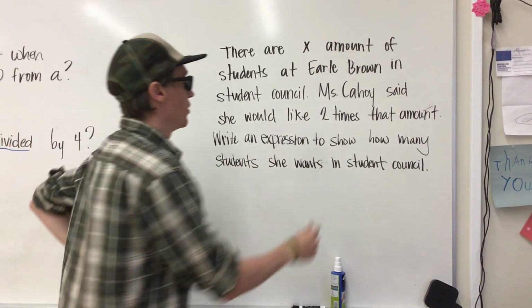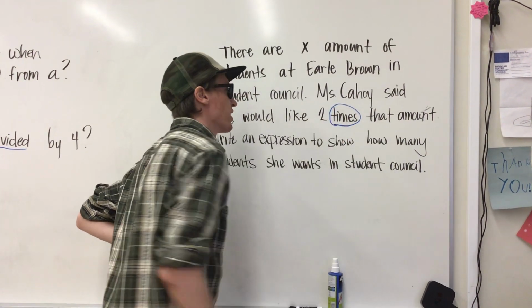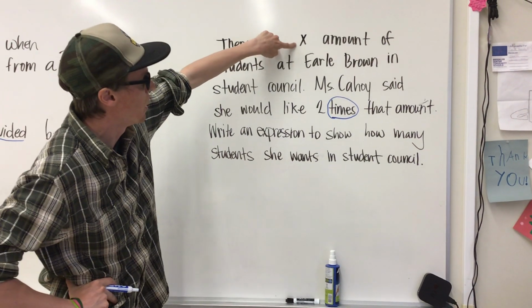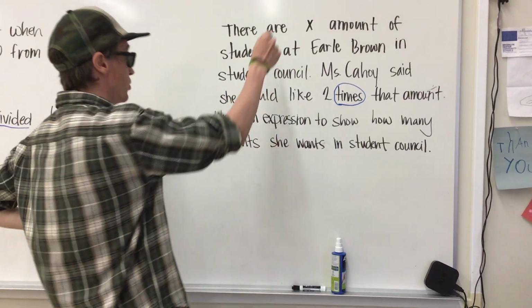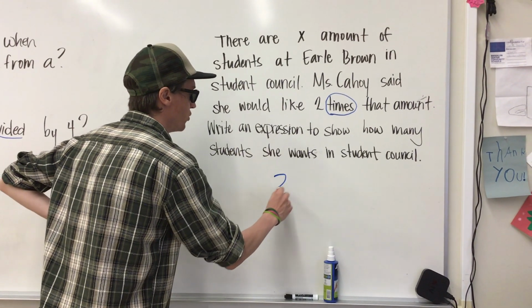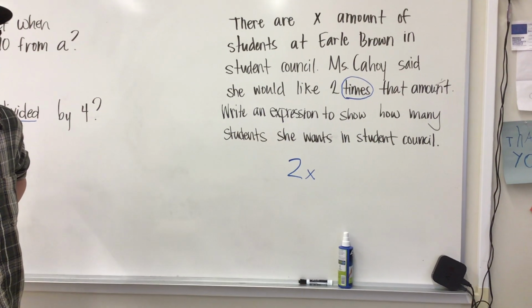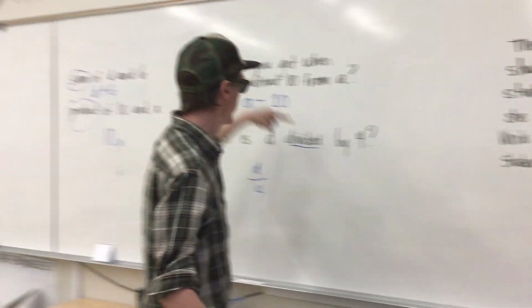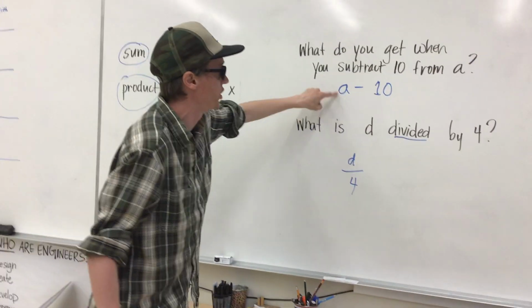Okay, so 2 times. She wants 2 times as many. That's going to be a keyword for multiplication. We have X amount already, and she wants 2 times as many as she already has. So it is 2 multiplied by X, or just 2X. So on your work, you're going to go through, and there's going to be different things like this, and you're going to have to write these expressions.